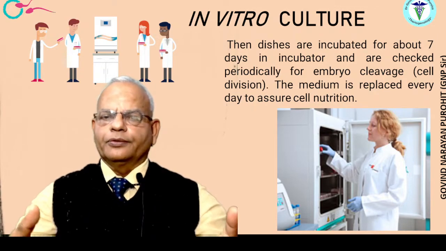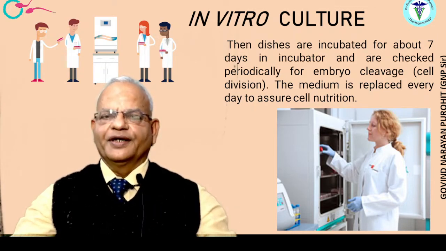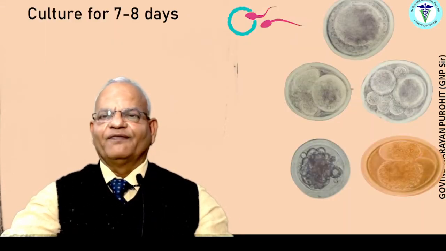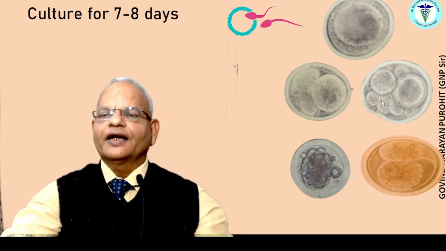So to assure the nutrition of the presumptive zygotes, you have to change the medium every day. And after 7 to 8 days, if you find this type, this is an unfertilized ovum, it has not grown. This is an ovum that has cleaved to 2 cell or 4 cell, but the cells are uneven. Some cells are large, some of them are small. So these are not the good quality zygotes that have resulted.